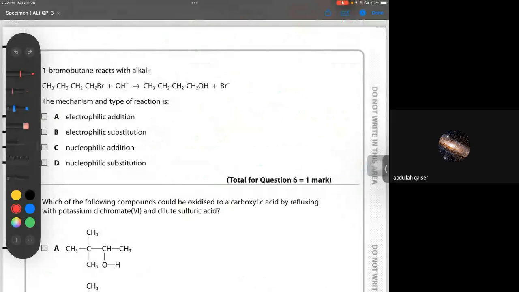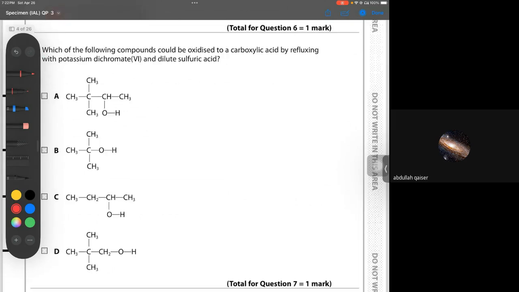The mechanism and the type of reaction: you can see bromine is substituted by this OH. Of course, OH is a nucleophile, not an electrophile. So C and D may be correct. It's not A and B, because this is not an electrophilic reaction. It's nucleophilic, which means it has a negative charge. So is this addition or substitution? I told you that in an addition reaction only one product is formed. So it should be D.